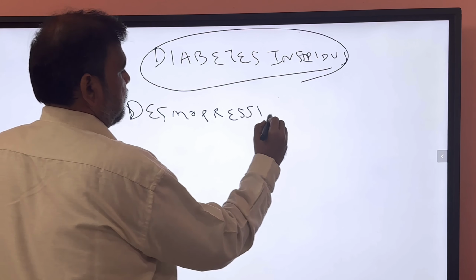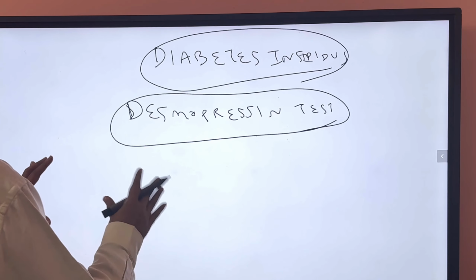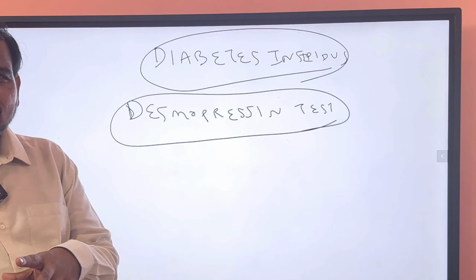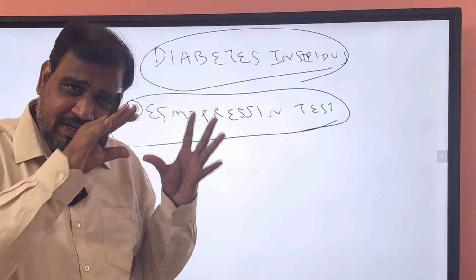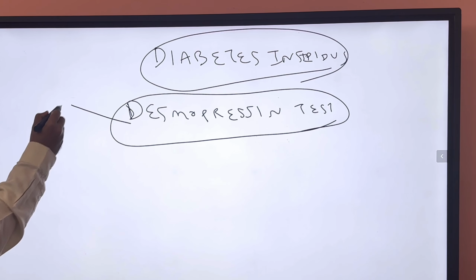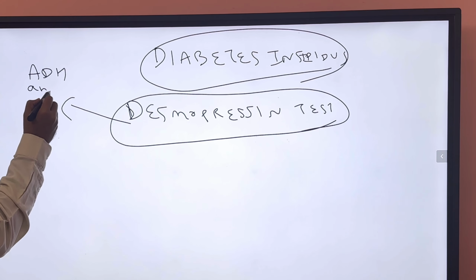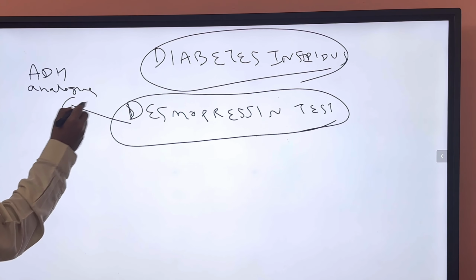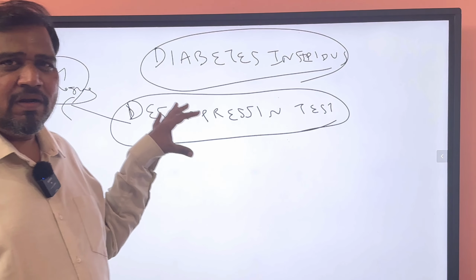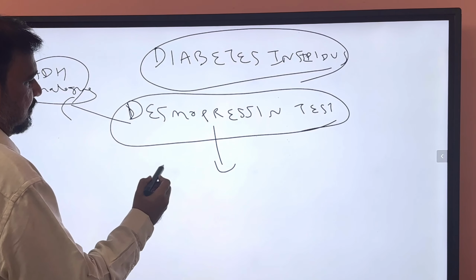Desmopressin. So now, to know whether ADH is not at all coming or ADH is coming but the kidney is not functioning, I do a desmopressin test. Desmopressin is nothing but an ADH analog, or I am giving ADH from outside in the form of an analog. It is a form of ADH, desmopressin. Now what is expected? Now you answer yourself.